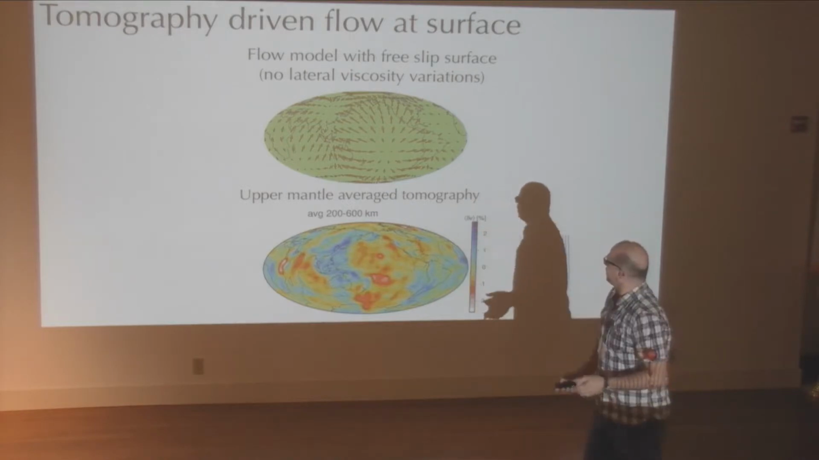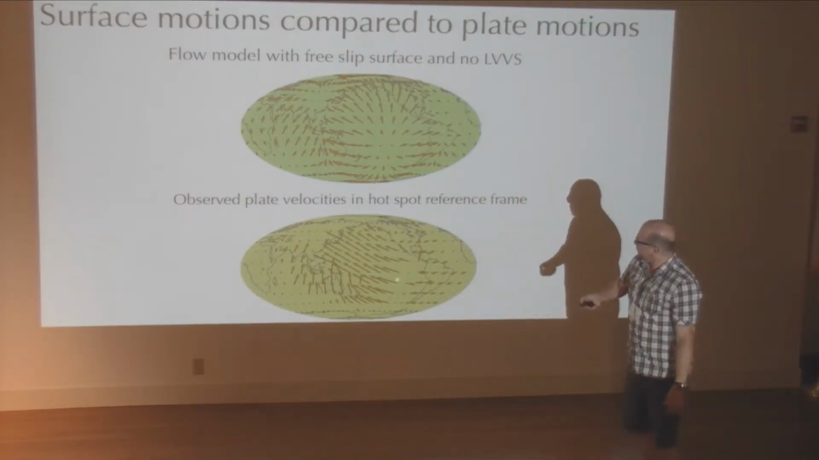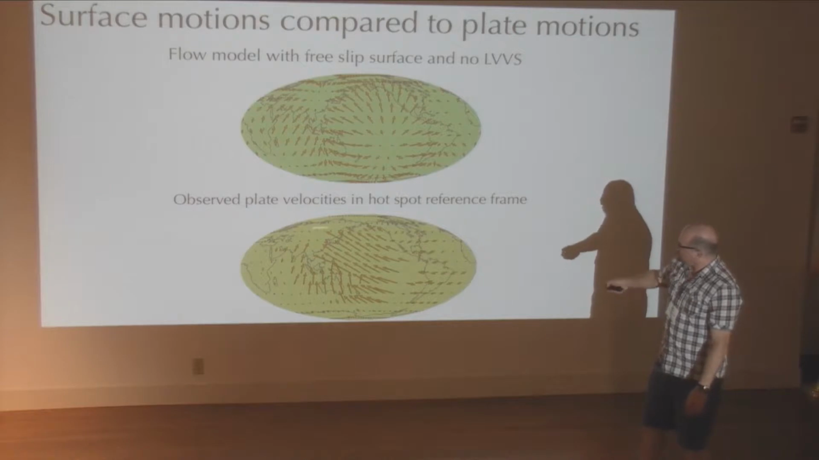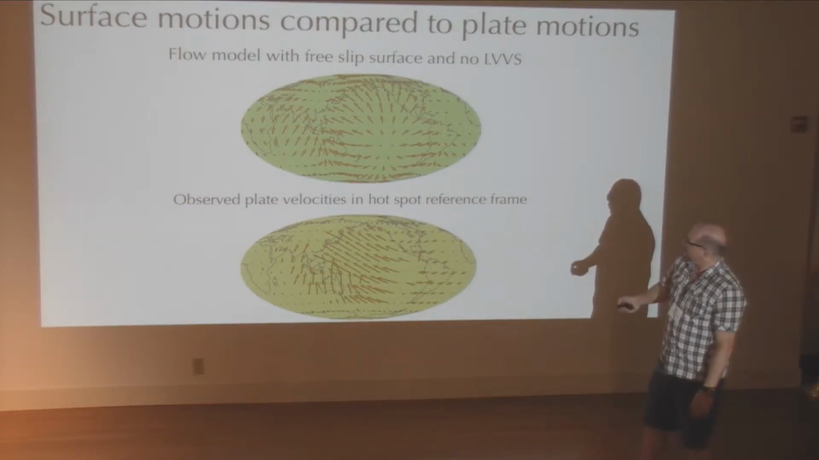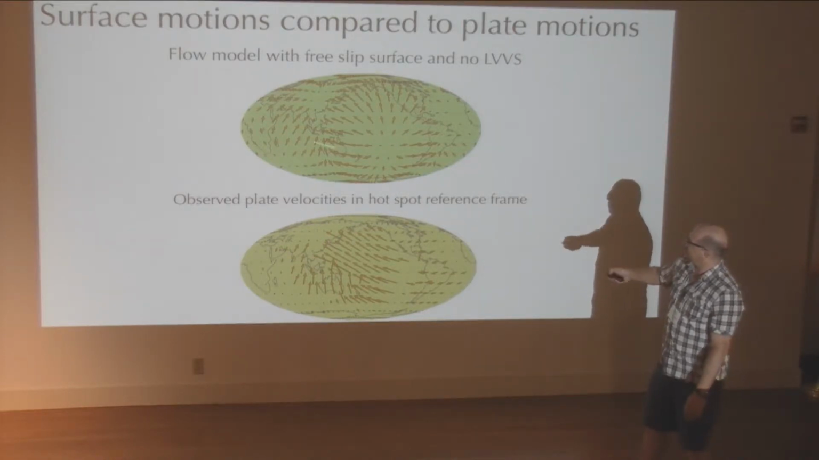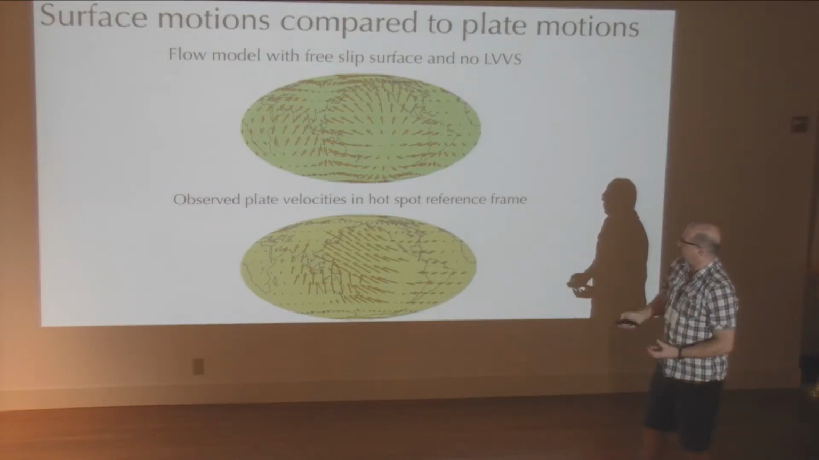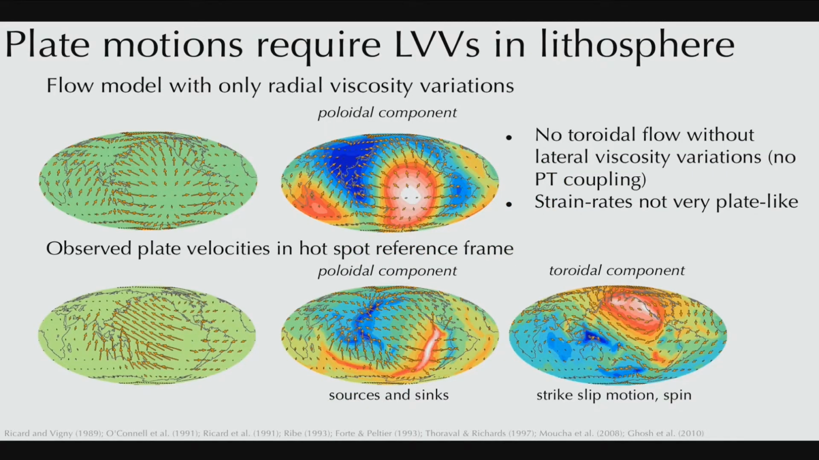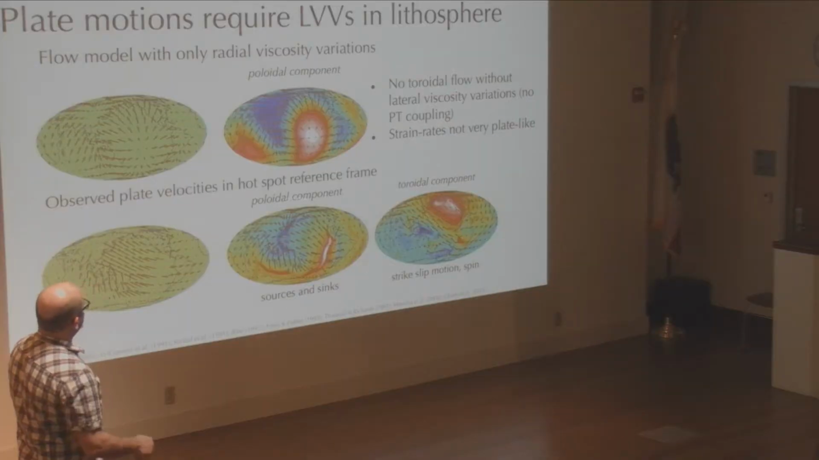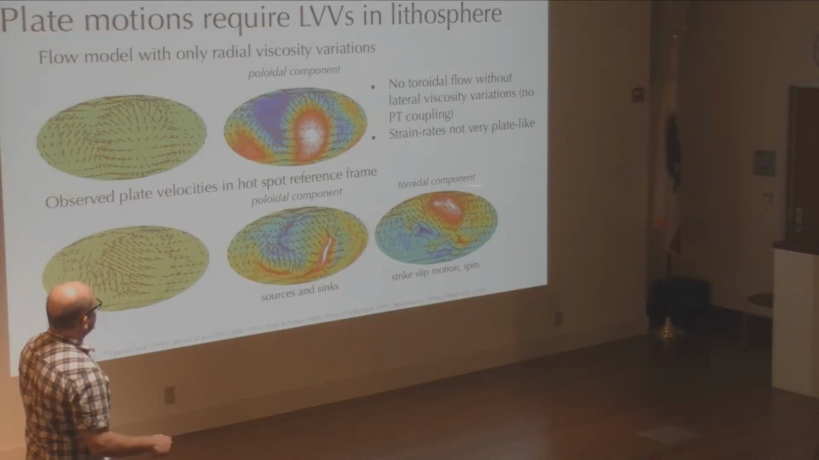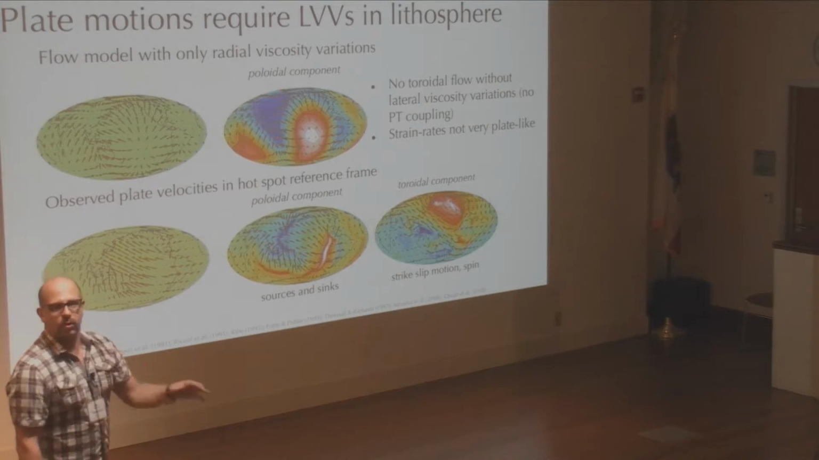Not at all is probably the right answer, because there's a bunch of things missing, right? So we have localized plate motions. This is much broader, and there seems to be a whole part of the velocity field missing, and what's missing is the toroidal field, right? And so what we've done here, because there are no lateral viscosity variations, we've generated a flow field that has only sources and sinks. And this looks like this. And the surface of the Earth, as represented by plate tectonics, has both sources and sinks, and it has this strike slip motion, and it has this wholesale spin.